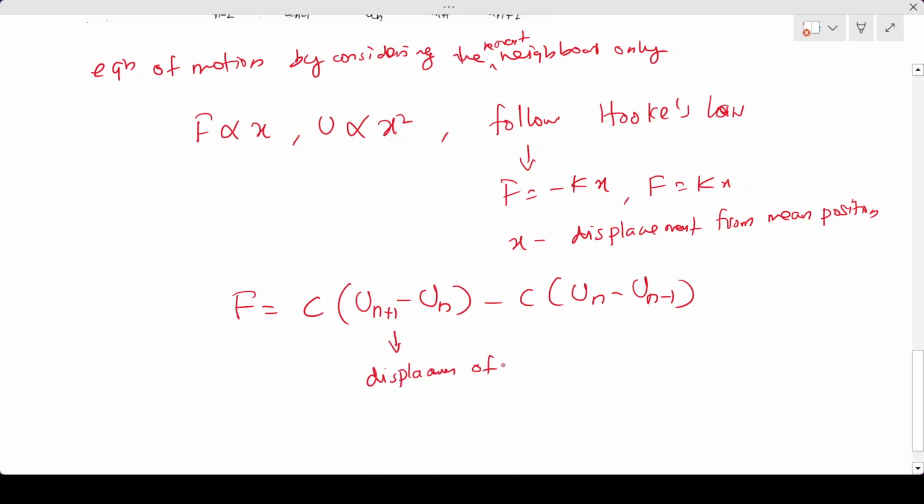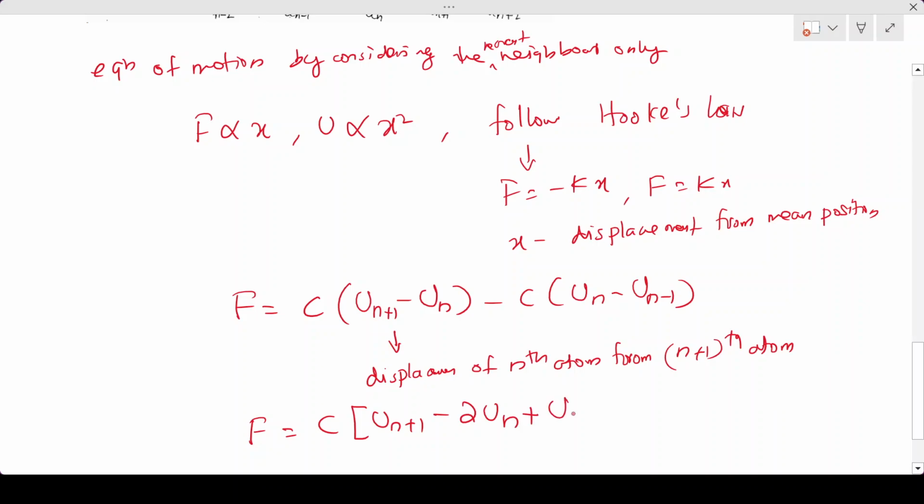displacement of the nth atom from the n plus 1th atom. So we are considering the neighborhood ones, and by considering this particular equation, you can write it as c into u n plus 1 minus 2 u n plus u n minus 1. Keep it as equation number 1.